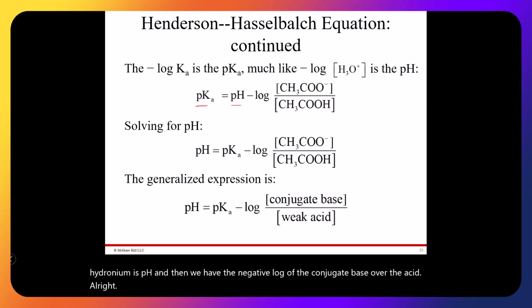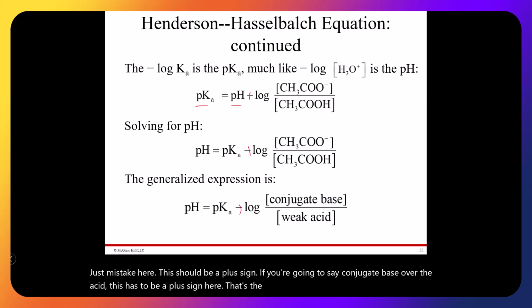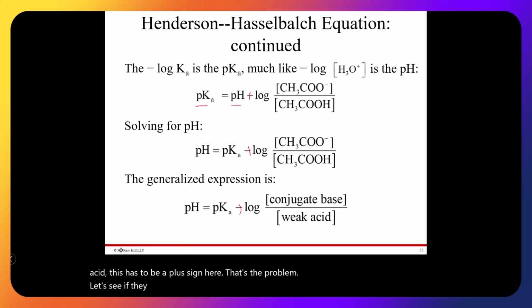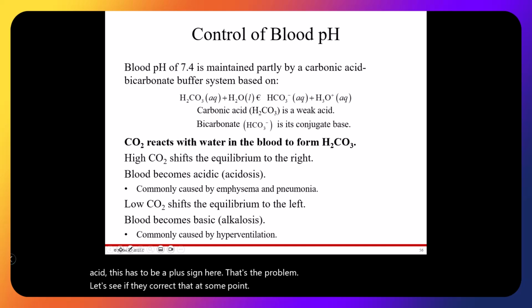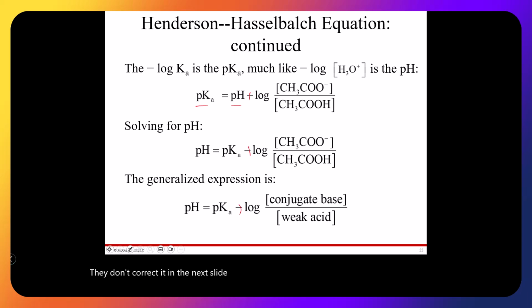There's a mistake here. This should be a plus sign. If you're going to say conjugate base over the acid, this has to be a plus sign here. That's the problem. Let's see if they correct that at some point. Nope. Well, they don't correct it in the next slide, but that is what happens.